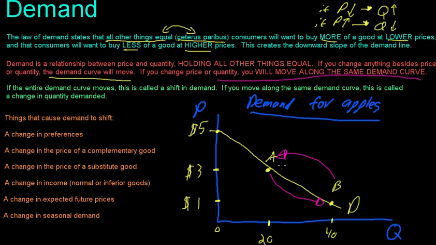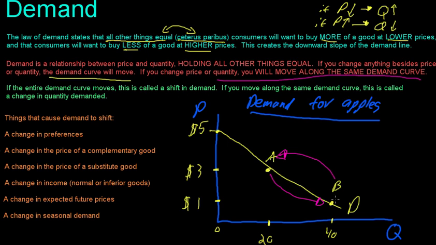So again, this is just showing the relationship between price and quantity. Okay, so then not the last thing, but another thing is, I already said this, that if the entire demand curve moves, this is called a shift in demand. And if you move along the same demand curve, this is called a change in quantity demanded.